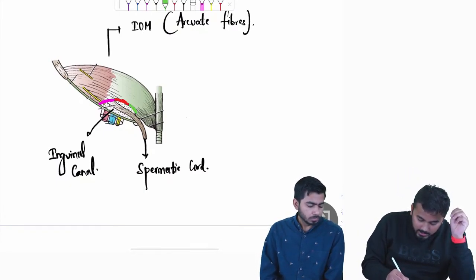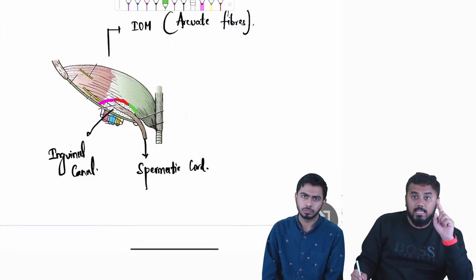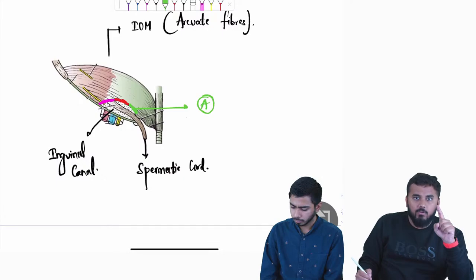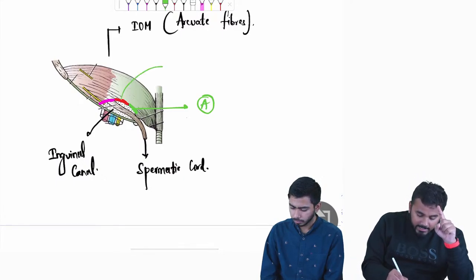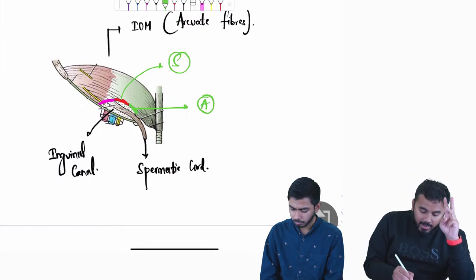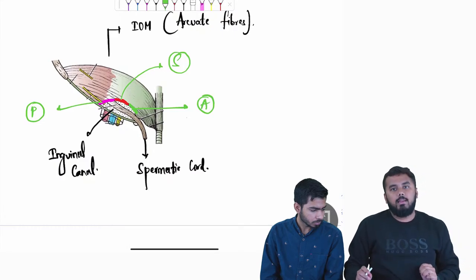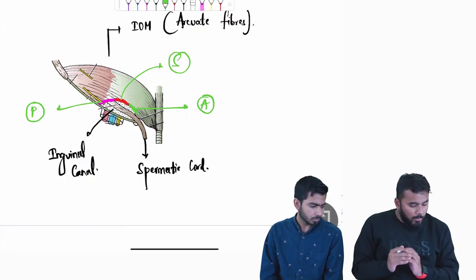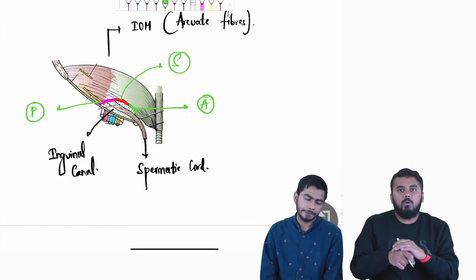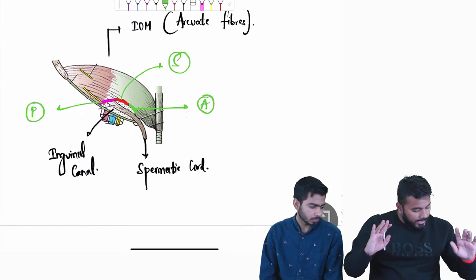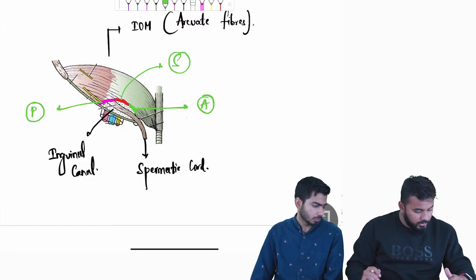One is called as the green color. Green color is forming the anterior border of inguinal canal. Next, we have got the red color. Red color is forming the superior border of inguinal canal. And we have got the pink color that is forming the posterior border of inguinal canal. So internal oblique muscle covers the inguinal canal through three borders: anterior, superior, and posterior. Clear, all of you, before I switch to the next?